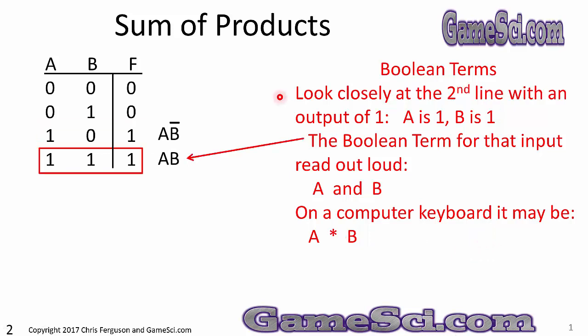Looking closely at the second line with an output of 1. A is 1, B is 1. That outputs a 1. The Boolean term for that input, read out loud, is A and B. On a computer keyboard, you might type it this way.